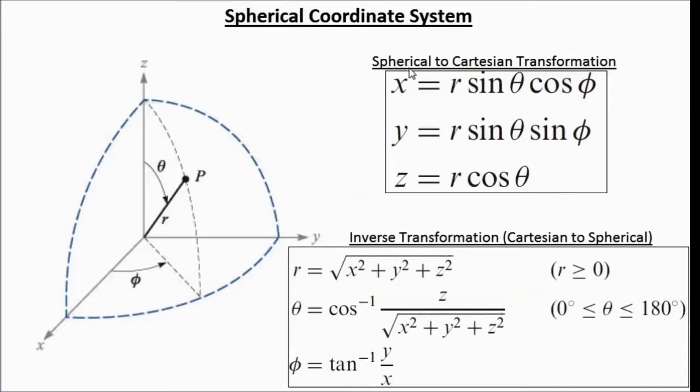Now the transformation from Cartesian to spherical coordinate systems. If the spherical coordinates of a point are given, that is r, theta and phi, then the x, y and z Cartesian coordinates may be computed by using these equations. These are the spherical to Cartesian transformation equations. Likewise, it is easy to show the inverse transformation: when the Cartesian coordinates are given, the spherical coordinates may be computed by using these three equations, which are easily computable using the first three equations.